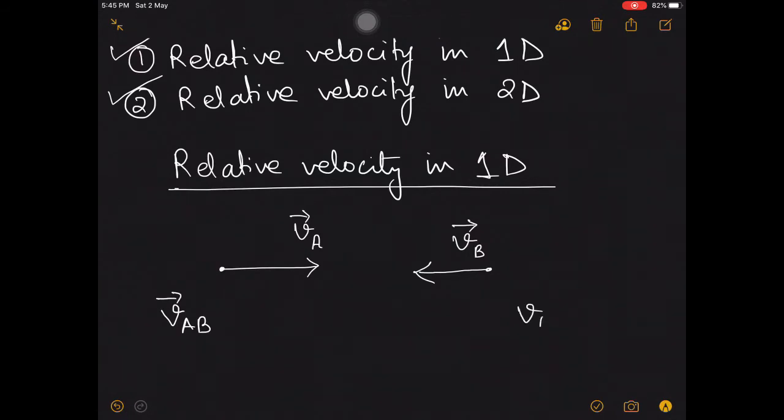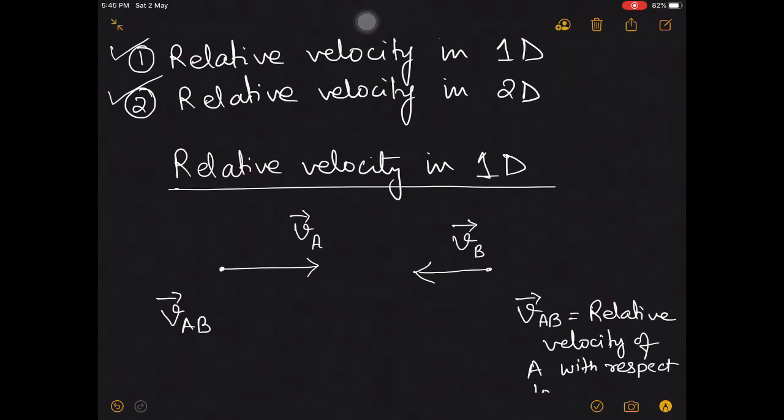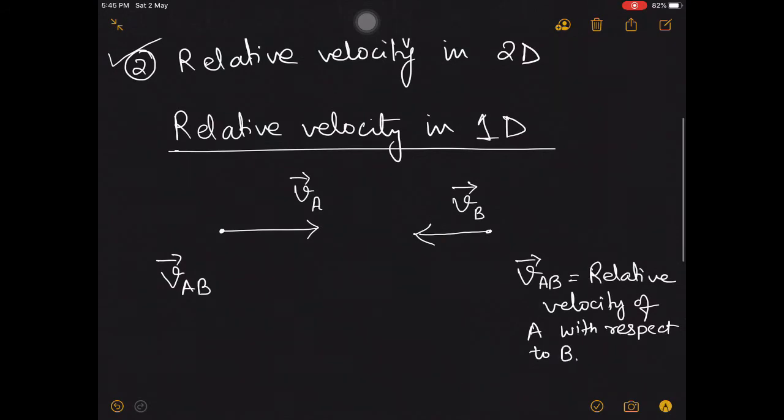Let me write here. What is the meaning of this? When I write V suffix AB, it means relative velocity of A as compared to, or with respect to, B. I'm not going into the details of the derivation. I'm just stating the result, and the matter will be clearer when I do the numericals.